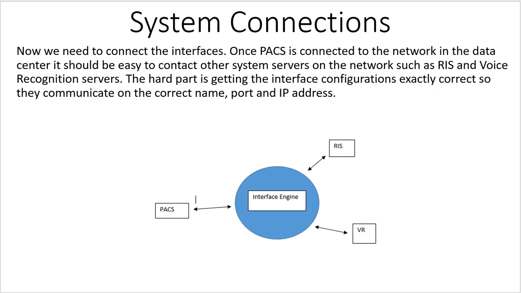Now, I need some system connections. Now we need to connect the interfaces. Once PACS is connected to the network in the data center, it should be easy to contact other system servers on the network, such as RIS and voice recognition servers. The hard part is getting the interface connections exactly correct so they communicate on the correct name, port, and IP address. So now that our PACS is here, it can be connected to the interface engine. Once it's connected to the interface engine, then it can talk to the RIS and the voice recognition system.